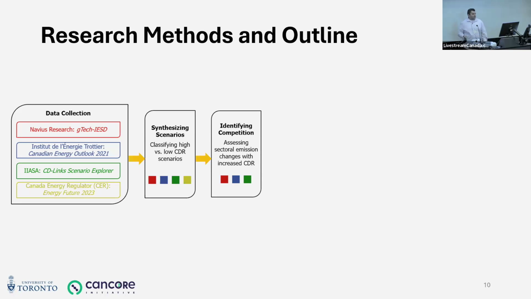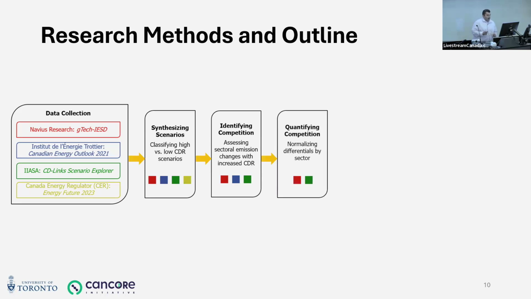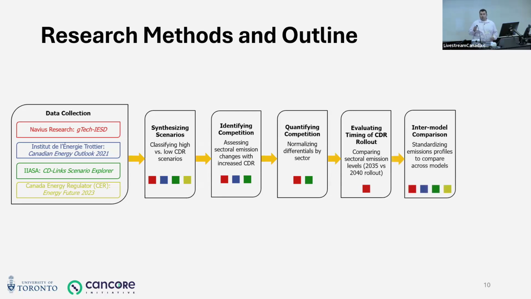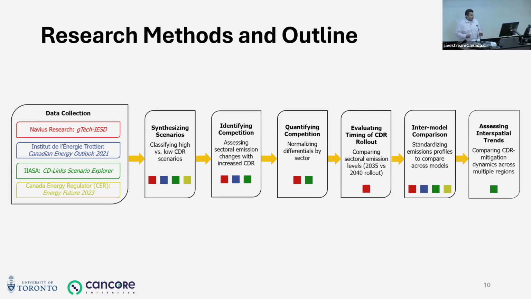First, we identified which sectors showed the strongest competition between mitigation and CDR by evaluating how their emissions levels change with increased CDR. Second, we quantified that competition. How much do emissions rise per additional megaton of DAC deployed? Third, we explored how delaying DAC rollout affects near-term mitigation. Fourth, we compared CDR and emissions trends across our 4 models. And finally, we expanded globally, assessing how this competition plays out in 18 other countries using CD-Links data to capture broader patterns in CDR mitigation dynamics.